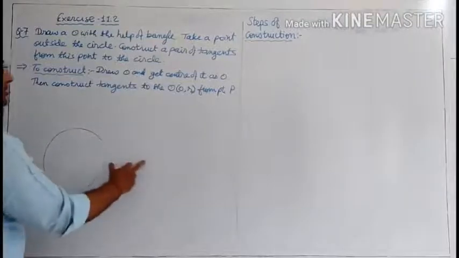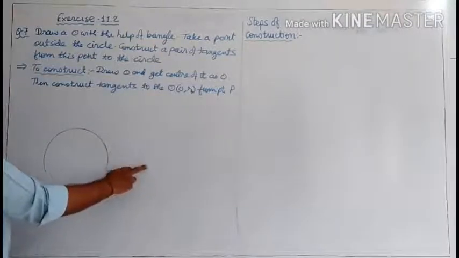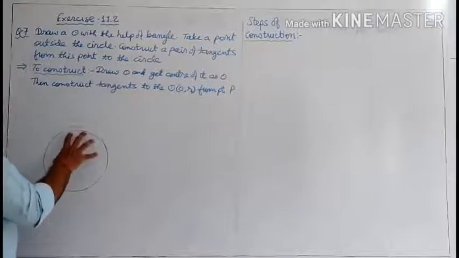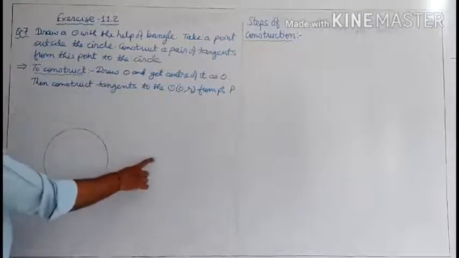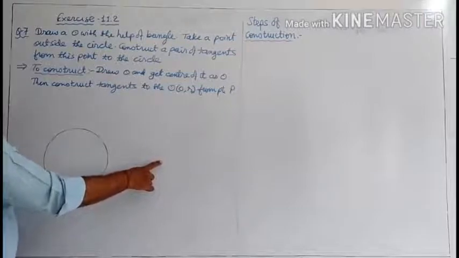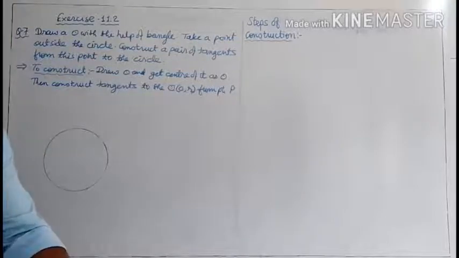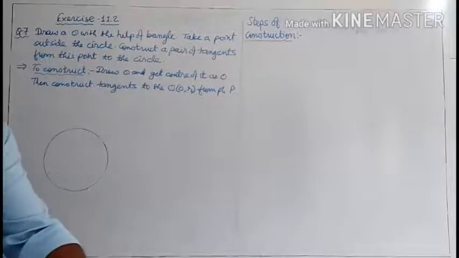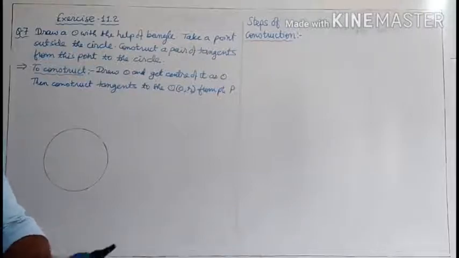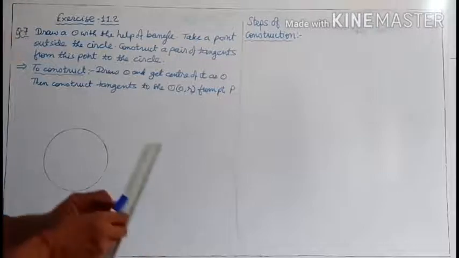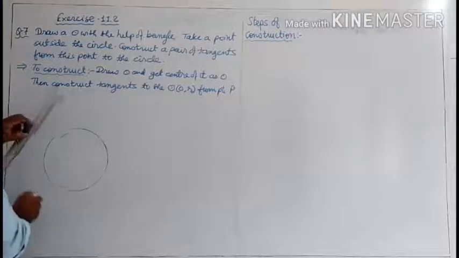So to draw the tangents, when a point is given outside, we need the center. So draw the circle, get the center, and then taking a point outside, we can draw tangents to this circle. So let us find out the center of the circle first of all. For that, what we have to do? We have to draw two non-parallel chords.